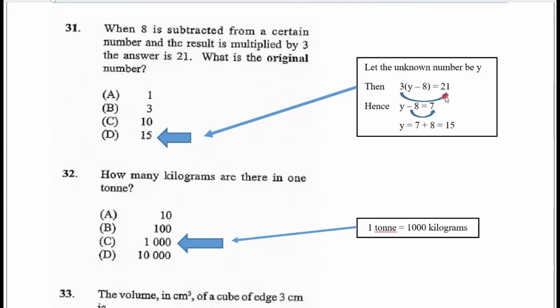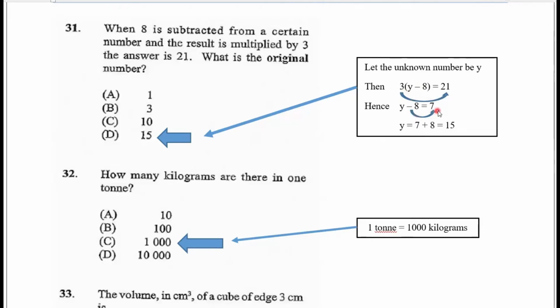And as a result of that, I could now work out y, because they're asking for y. So I'm going to divide 21 by 3, because 3 is multiplied to y minus 8. I could get rid of that 3 and divide the 21 by 3, because opposite of multiply is divide. So carrying the 3 across, it will be 21 divided by 3, which will give me 7.